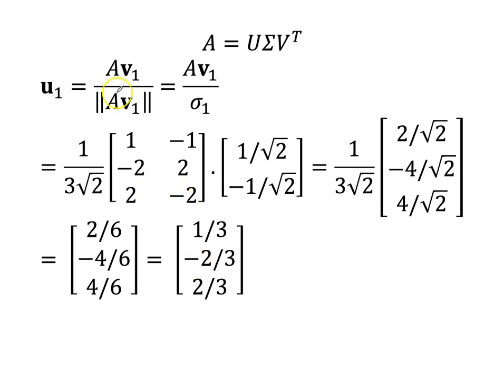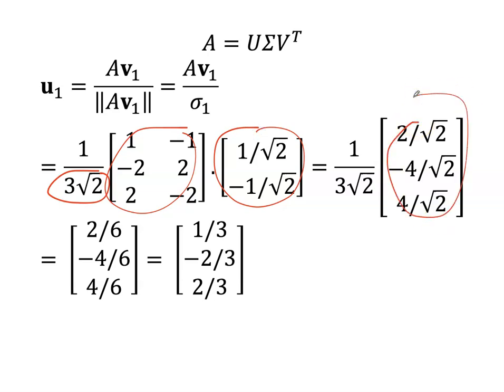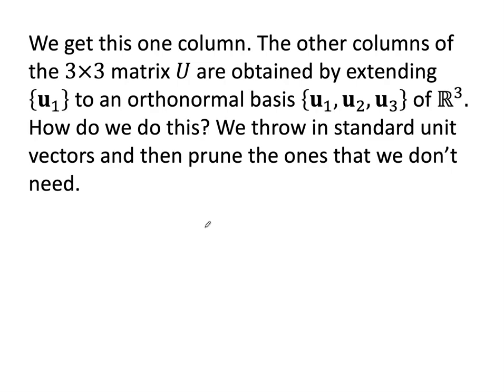Okay, so here's our first column, A v i over the length of A v i. That's A v 1 over sigma 1. Sigma 1 was 3 root 2. This is A. This is v 1. Multiply them together, we get this. So 1 over 3 root 2 times this vector turns out to be this, which simplifies to 1/3, negative 2/3, 2/3. So that's our first column of U. That's u 1. So we get this one column.